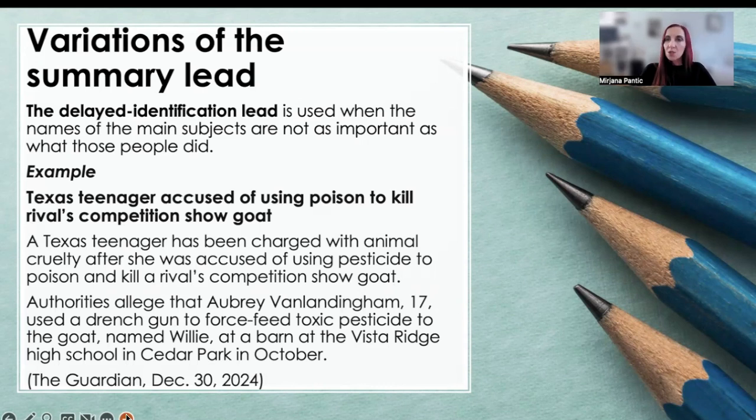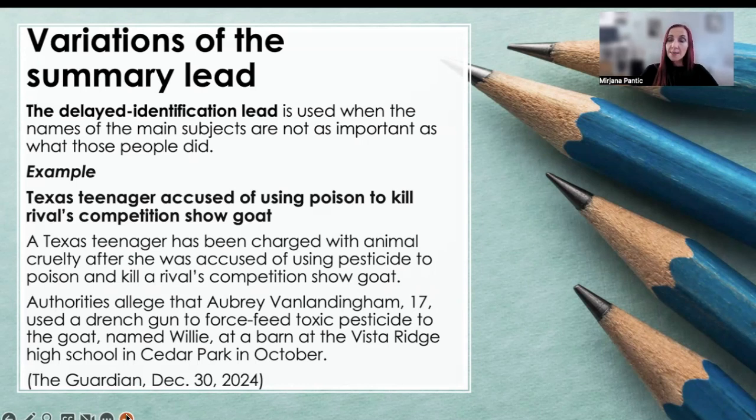So let's take a look at the story. The lead of the story is: A Texas teenager has been charged with animal cruelty after she was accused of using pesticide to poison and kill a rival's competition show goat.